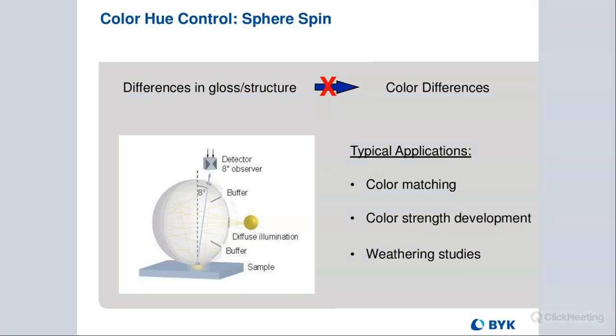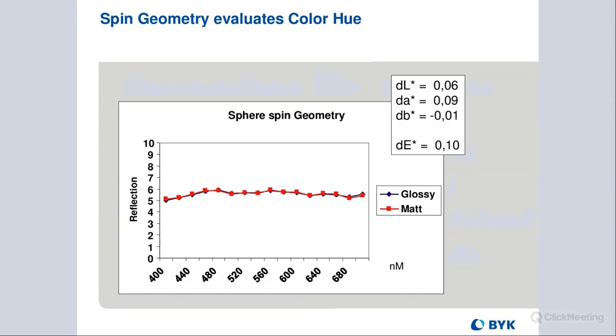If we look at the sphere geometry, this is really more for color strength development or weathering studies. If you had, say, a supplier that was sending you pellets for your plastics, you want to make sure that those pellets are always the same material. No matter what happens when you process it, you should get the same outcome. So this is where you use a sphere. And with the sphere, it doesn't matter if it's glossy or matte, you're going to get the same spectral curve.